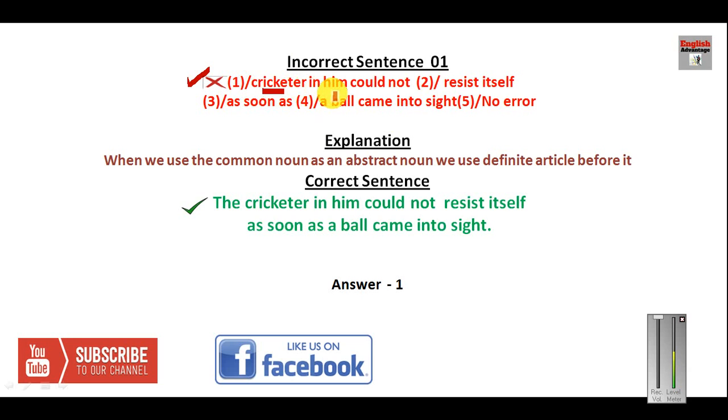The cricketer in him could not resist itself. Just see here, we have used itself because quality doesn't have any gender. So the cricketer in him could not resist itself as soon as a ball came into sight. So your answer will be first. You have to use here the cricketer. When you change a common noun into an abstract noun, you have to use the definite article here. So your answer will be first.